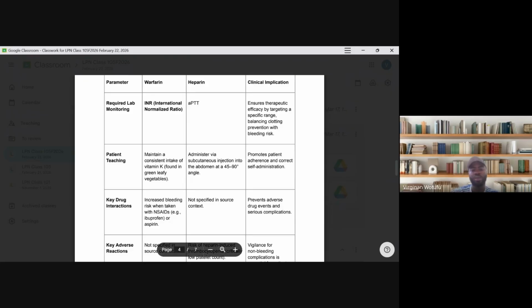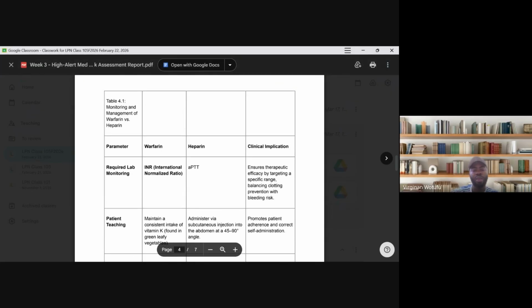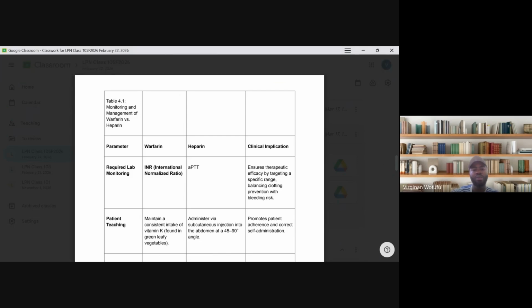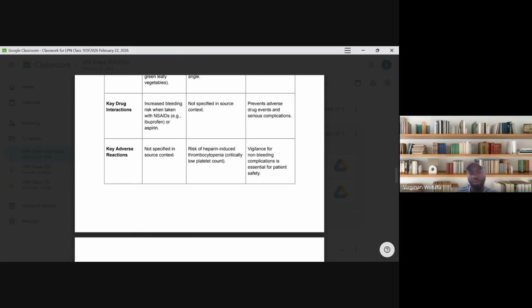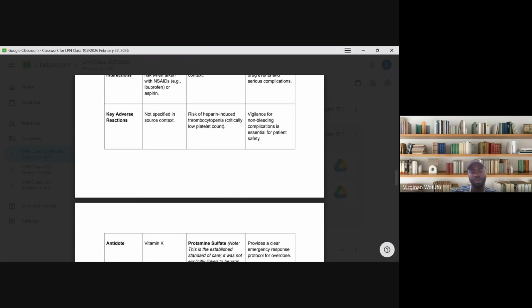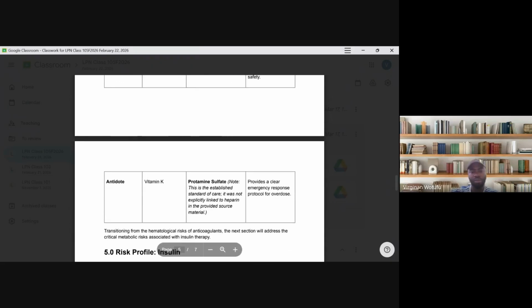So looking at warfarin, before administering that, we need to assess if the patient is currently taking medications like aspirin or non-steroidal anti-inflammatory drugs, because these drug interactions will increase the risk of bleeding. And the antidotes, like you rightly mentioned, you have vitamin K for warfarin and protamine sulfate for heparin.